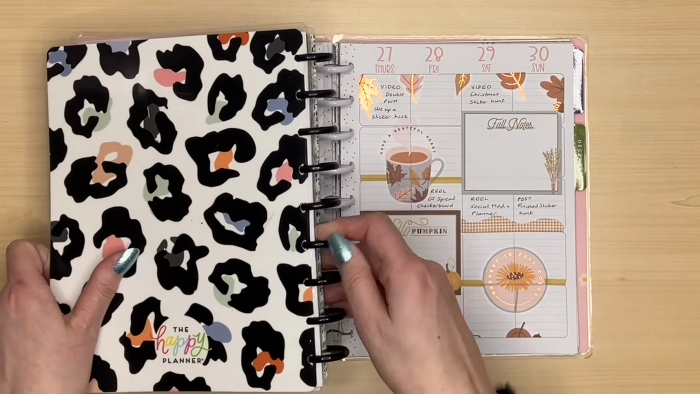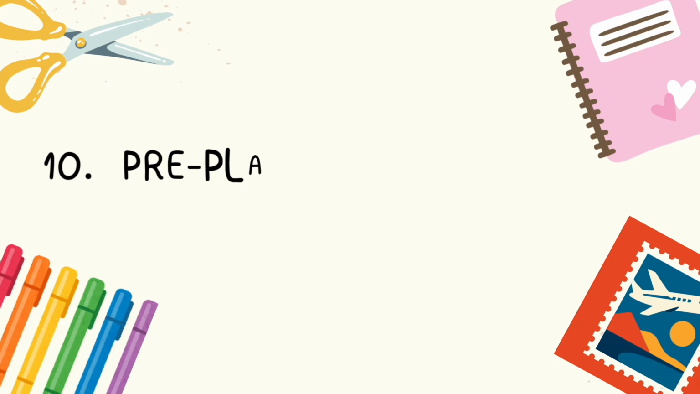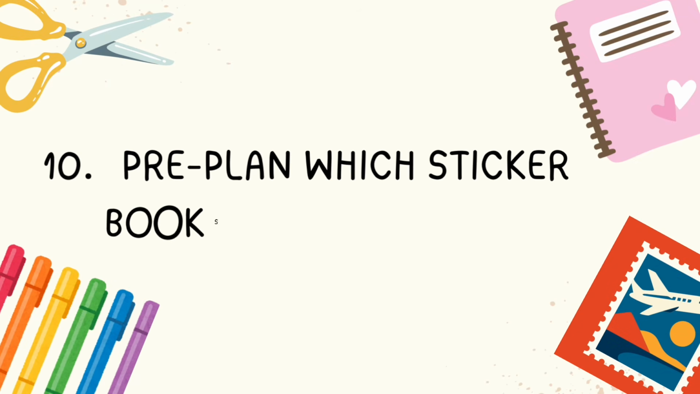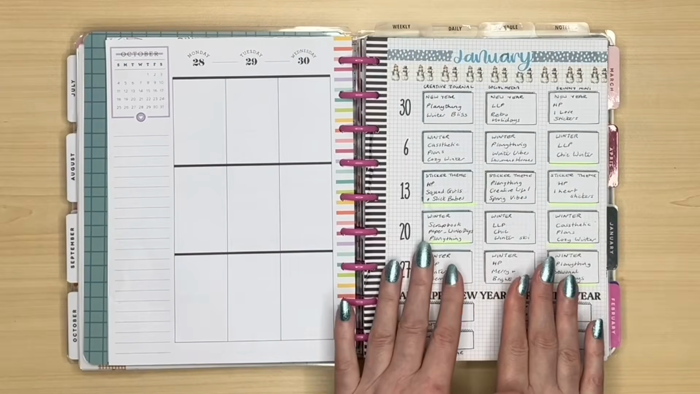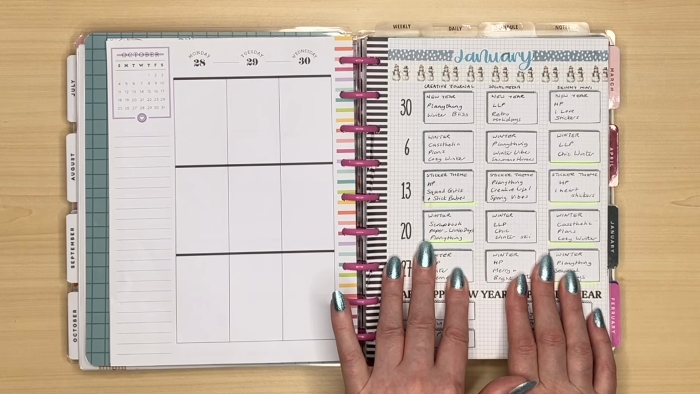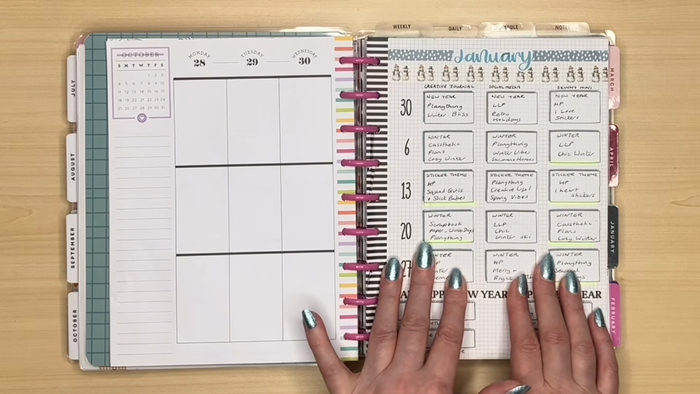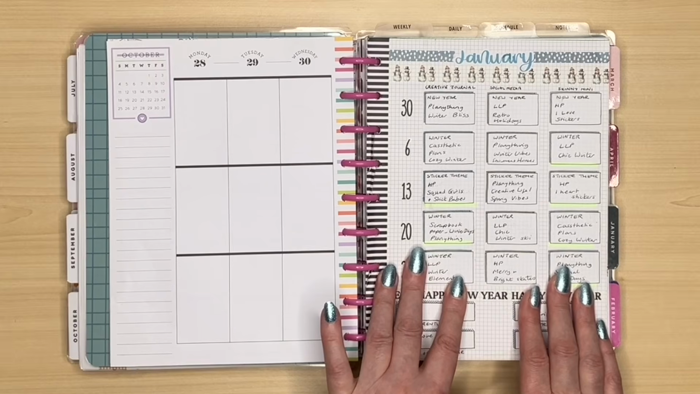The other thing, my final tip, is to pre-plan what sticker books you are going to use in advance. These are my pre-planning sheets from last year. I have pre-planning videos from the last 2 years, but I'm taking a break from doing them this year because I felt they would get a little bit samey. They may return next year.